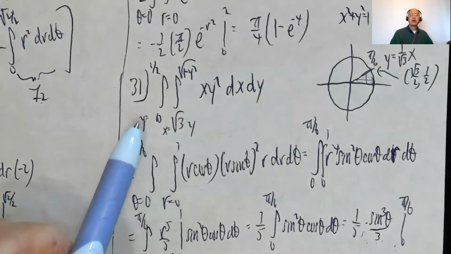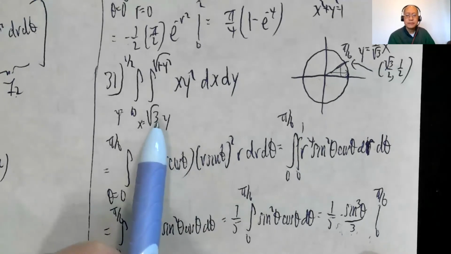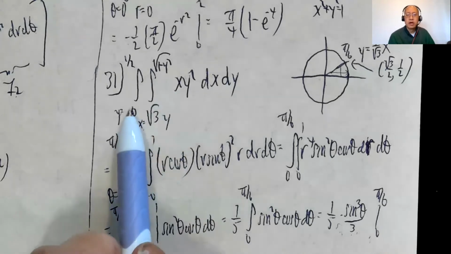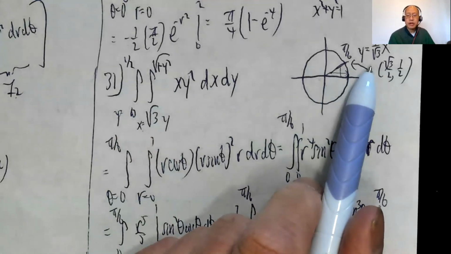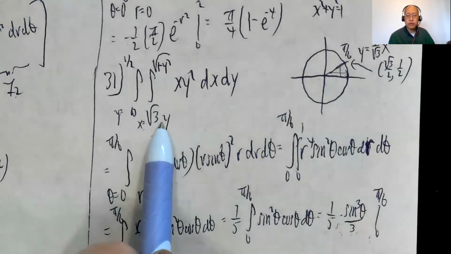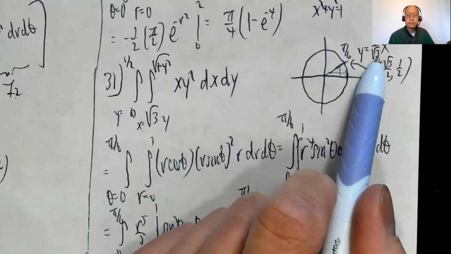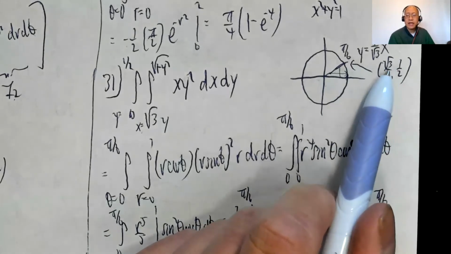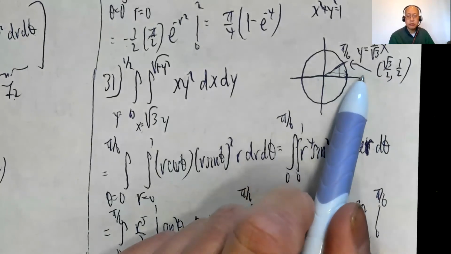Okay, 31. You were given this, x equals radical 3y to radical 1 minus y squared. Y goes from 0 to a half. Okay, so I plug in radical 3y. That's the same as y equals 1 over radical 3 times x. Okay, so I go like so. Y is a half. Well, that means theta is pi over 6. And that makes this point radical 3 over 2 comma 1/2.